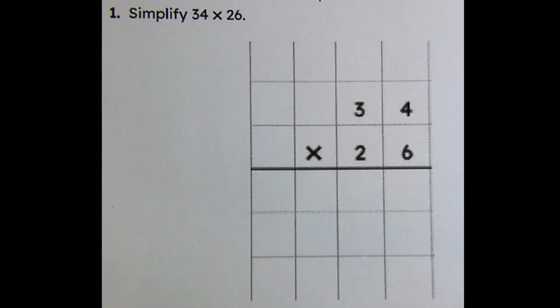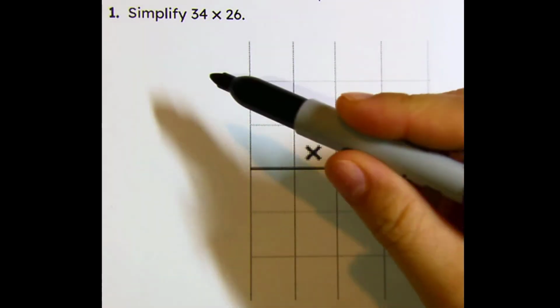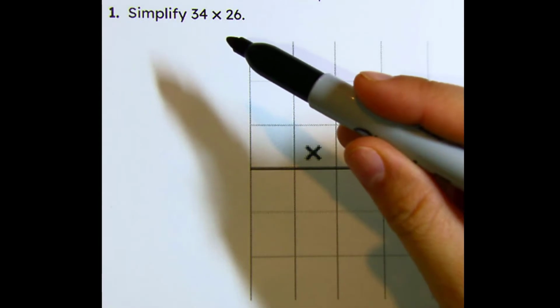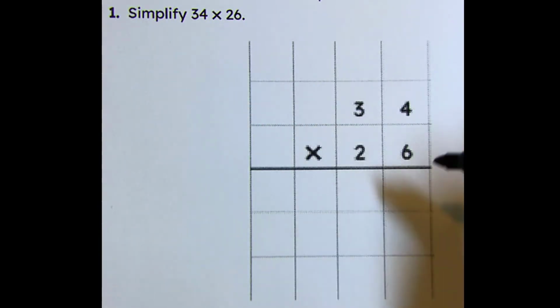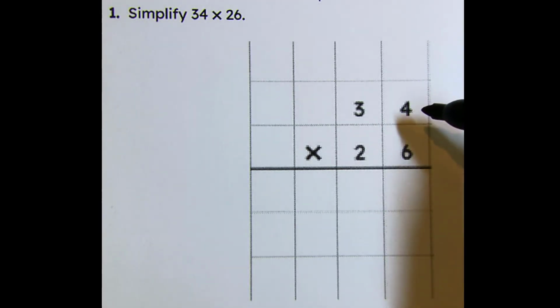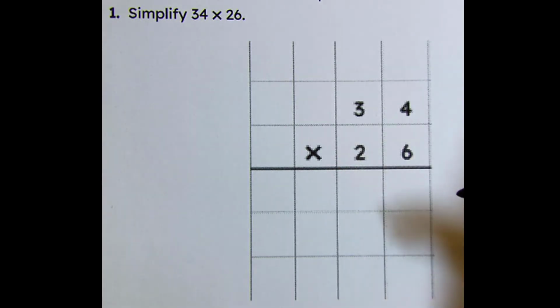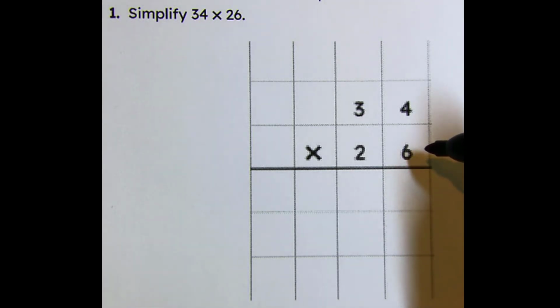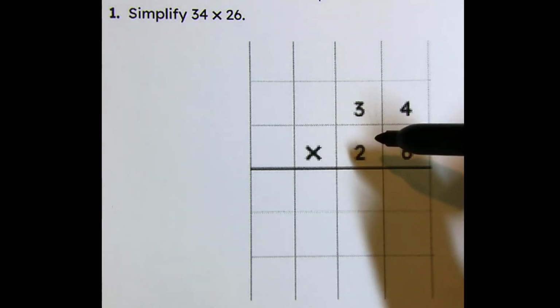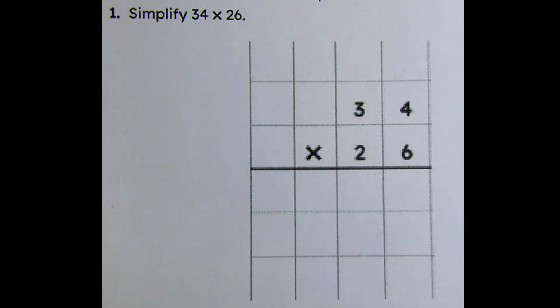In part 1, question 1, you're asked to simplify 34 times 26. Simplify means to make as simple as possible, so I'm going to go ahead and multiply these two numbers. Now the key to multiplication is I'm going to take this 34 and multiply it by each part of 26, and this is taking advantage of the distributive property. First, I'm going to multiply 34 by 6 ones, and then I'm going to multiply 34 by 2 tens.